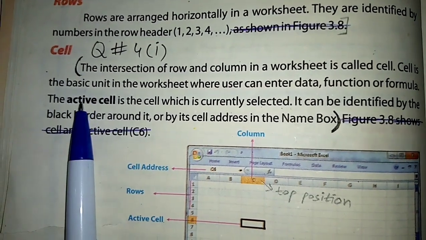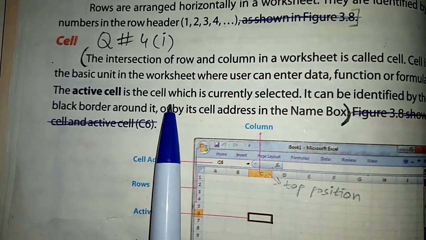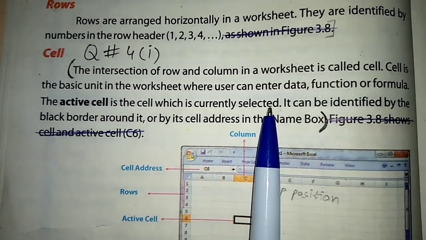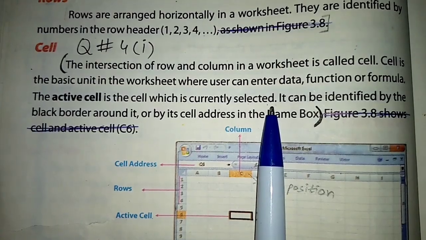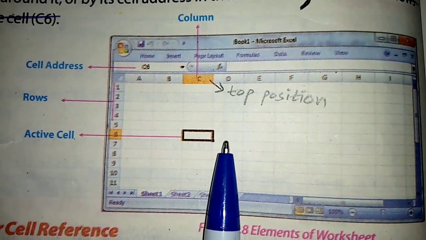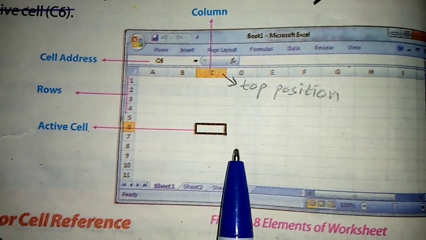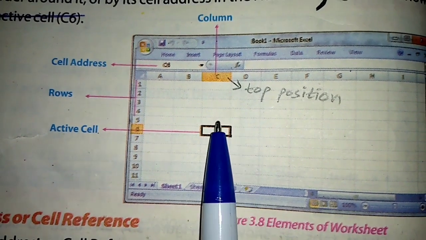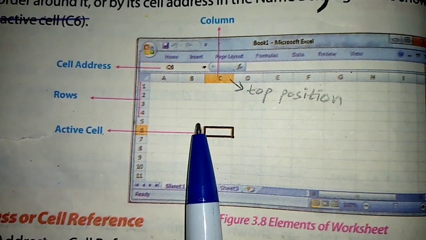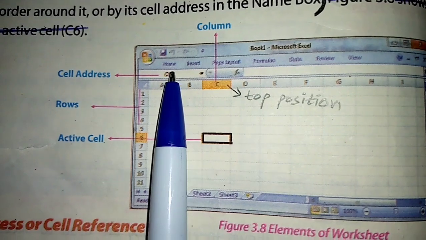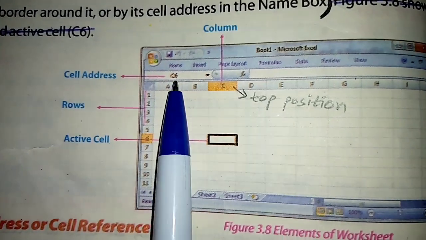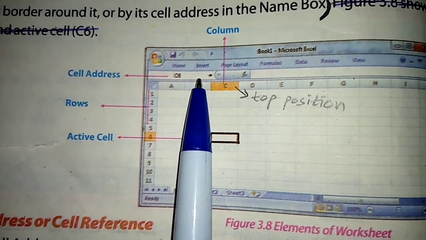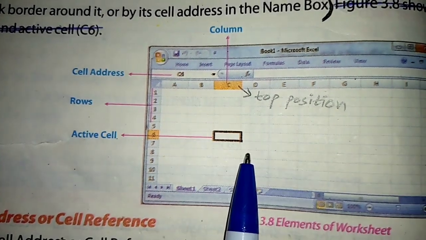Next important term associated with the cell is active cell. Active cell is the cell which is currently selected. There are two methods for the identification of the active cell. First one is MS Excel displays the black border around the active cell. So by this black border we can identify the active cell. Second method is the name box displays the address of the active cell. So using the name box we can identify the active cell.